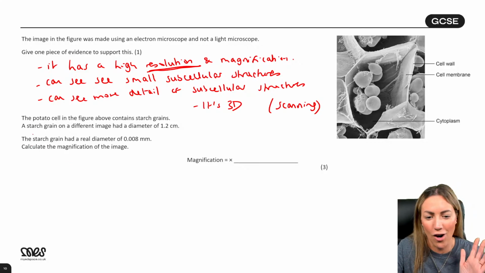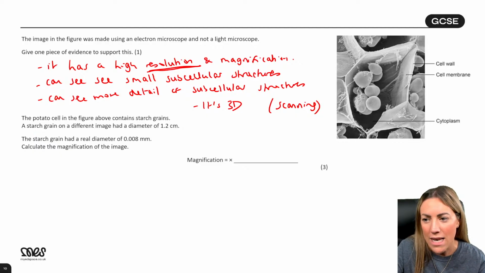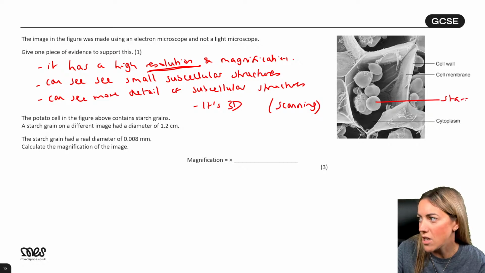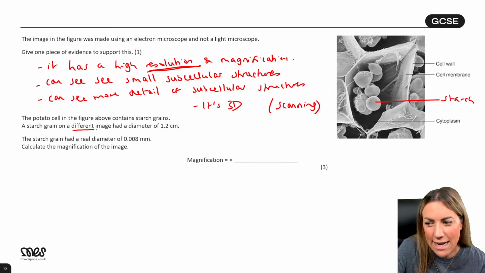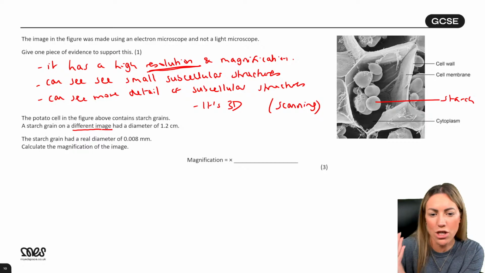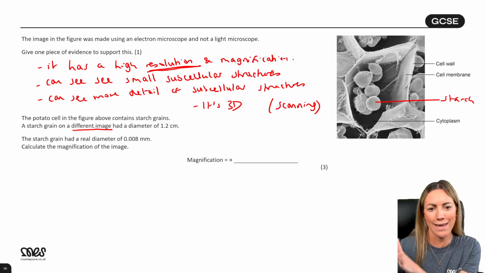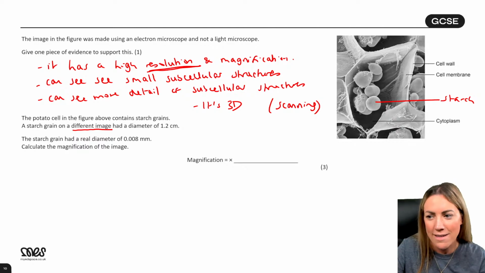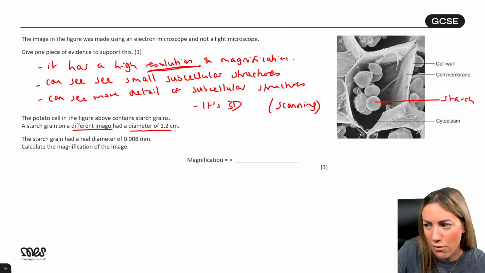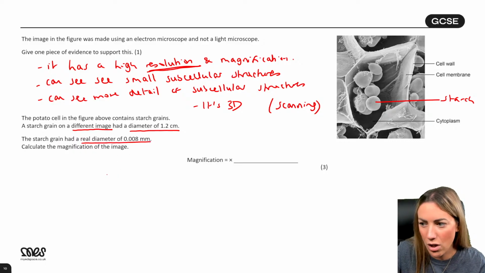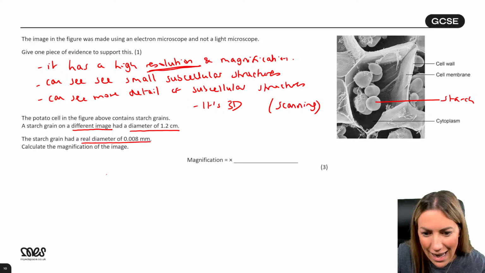There's always something on calculating magnification or calculating real size, for example. The potato cell in the figure above contains starch grains. Starch is obviously a store of glucose. A starch grain on a different image, so you don't have to use that picture. So don't start panicking and getting your ruler out and measuring that picture. Read the questions carefully, guys. Different image had a diameter of 1.2 centimeters. The starch grain had a real diameter of 0.008. Can you work it out for me?